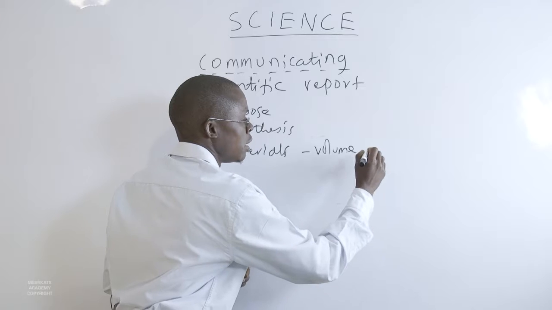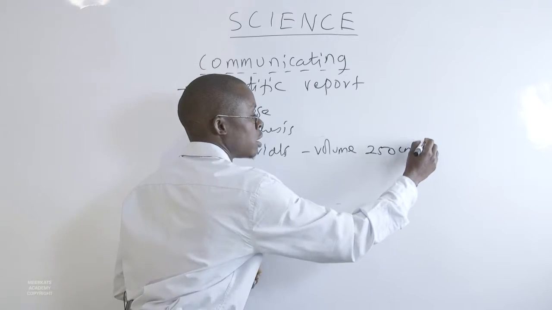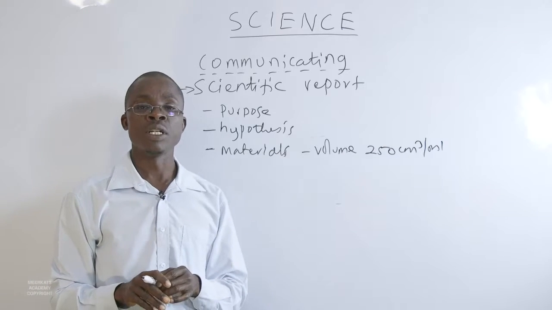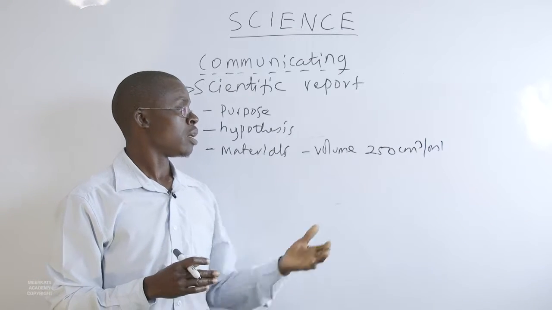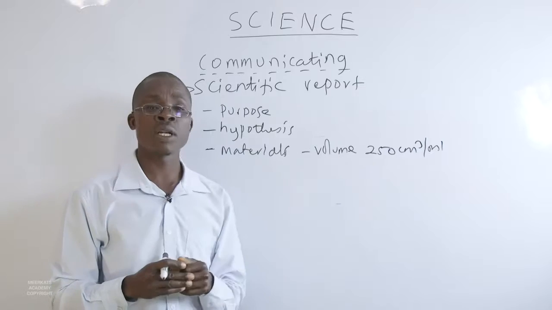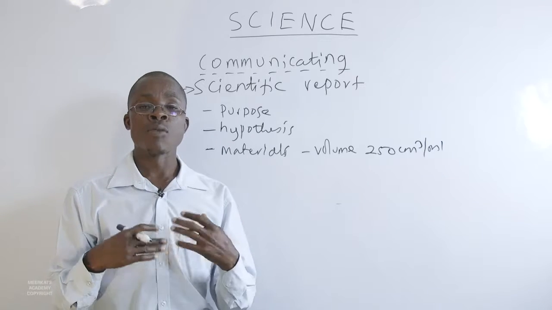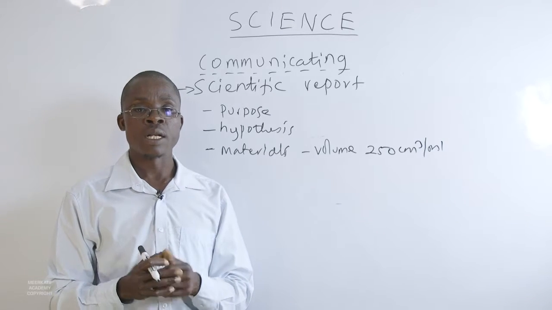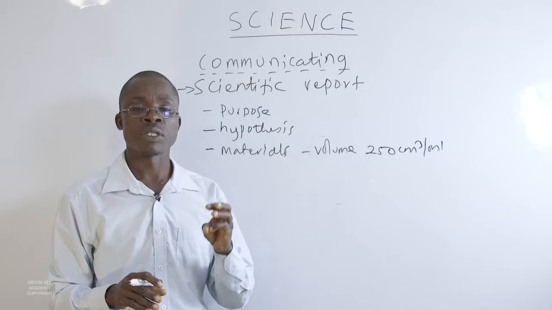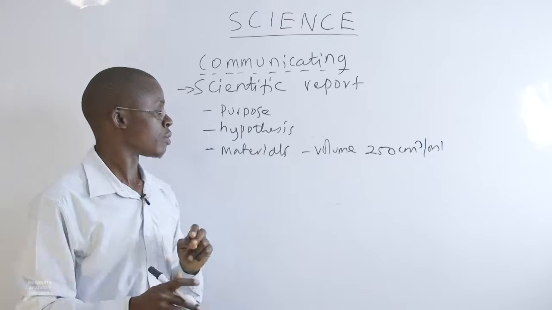For example, you can say it was 250 cubic centimeters, or you can say mils. You remember in our previous lesson I mentioned the metric units for measurement, and you can use either mils or cubic centimeters. It means the same. So here you have specified the apparatus and the volume. A good example: you can say I'm going to use a beaker, and this beaker will be 250 mils. That will be so good. You will have selected the material and the volume that you are going to use.